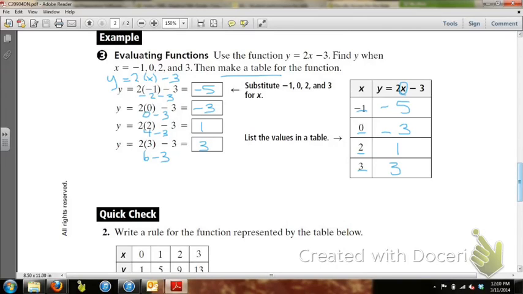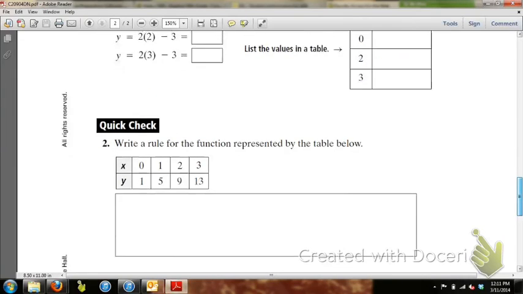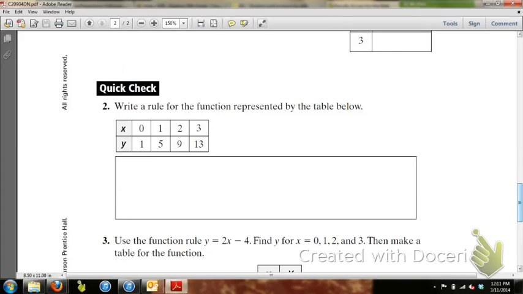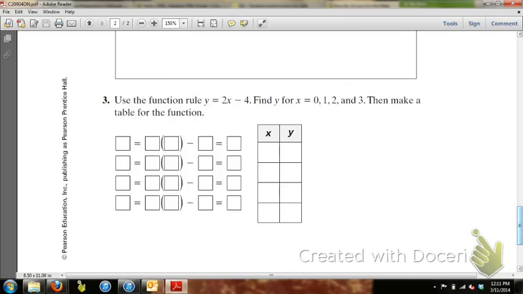Quick check number 2, you're going to try to come up with a rule for the function represented in the table below. You just have to make sure it works for everybody. And then the last one, they give you the function and they ask you to plug in 0, 1, 2, and 3 for your x values and figure out what your answers are, the y values. Okay, so try those quick checks and we'll check your work in class.